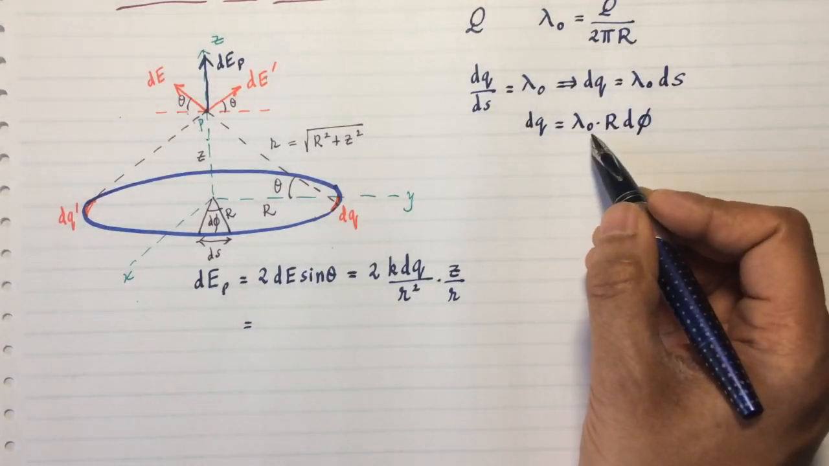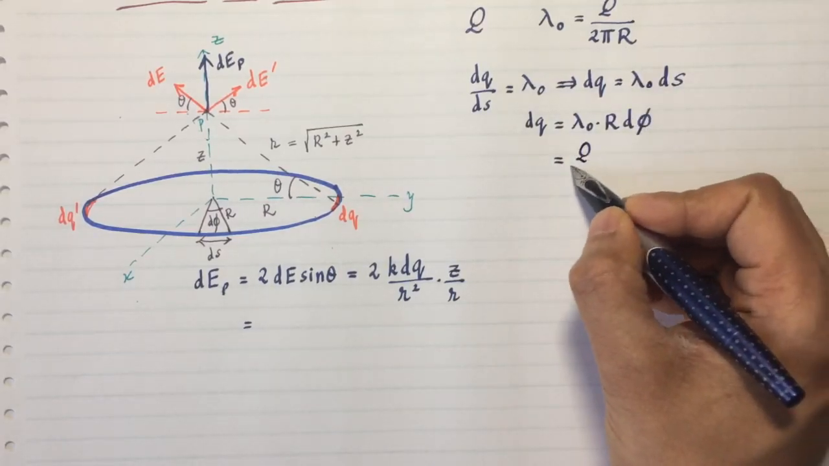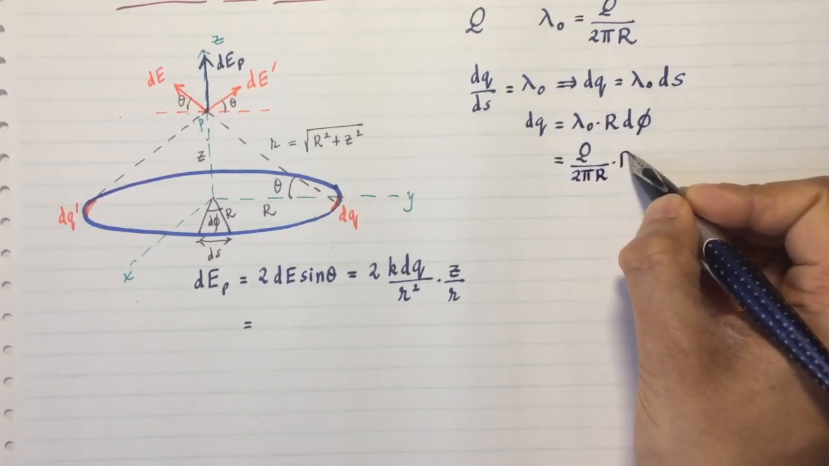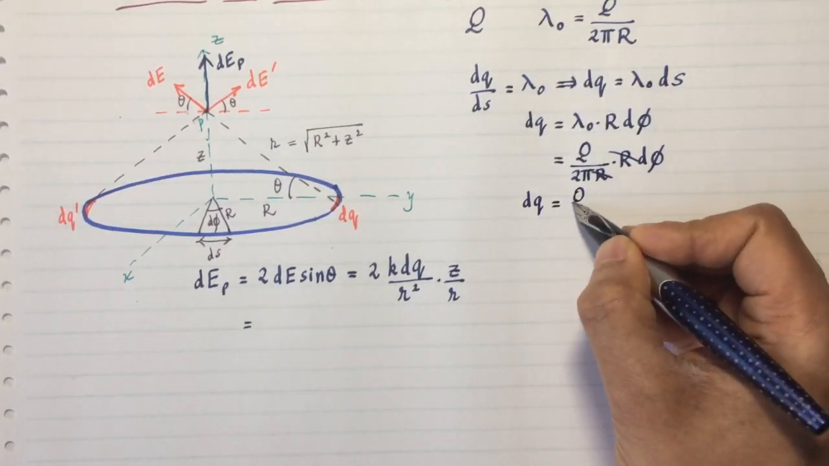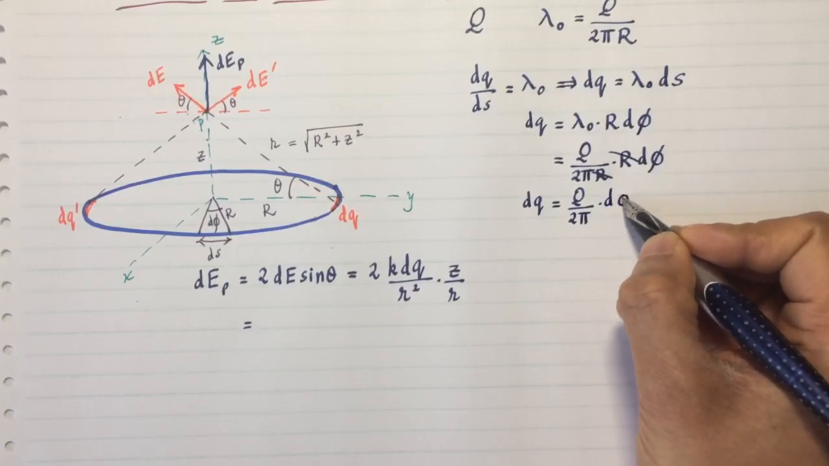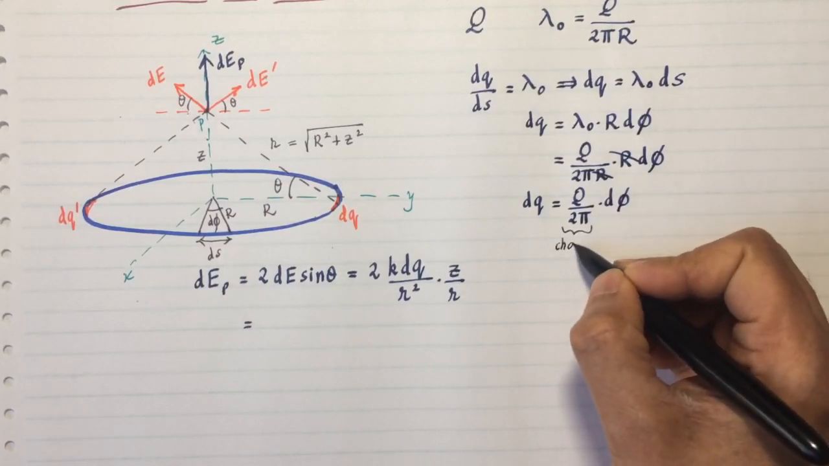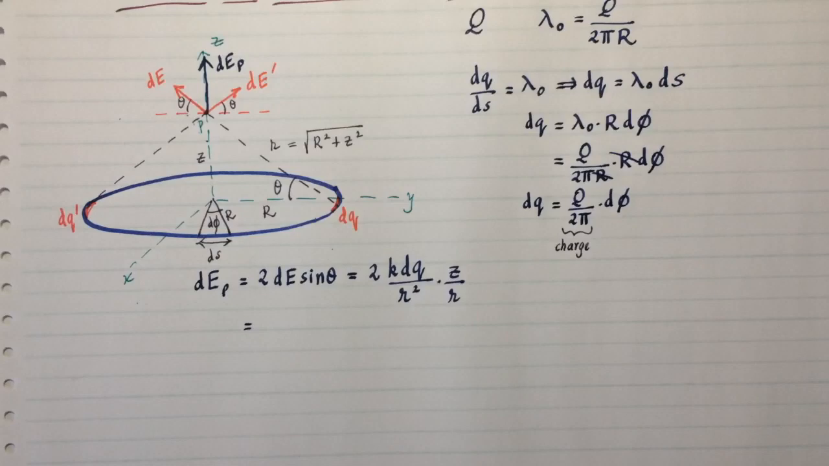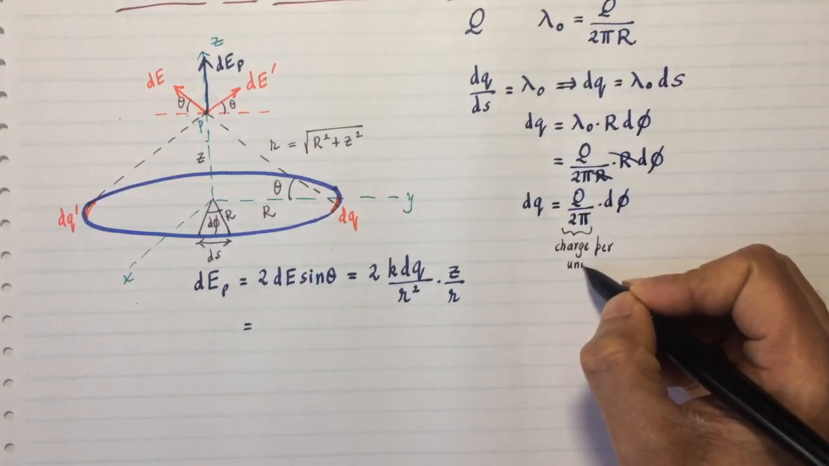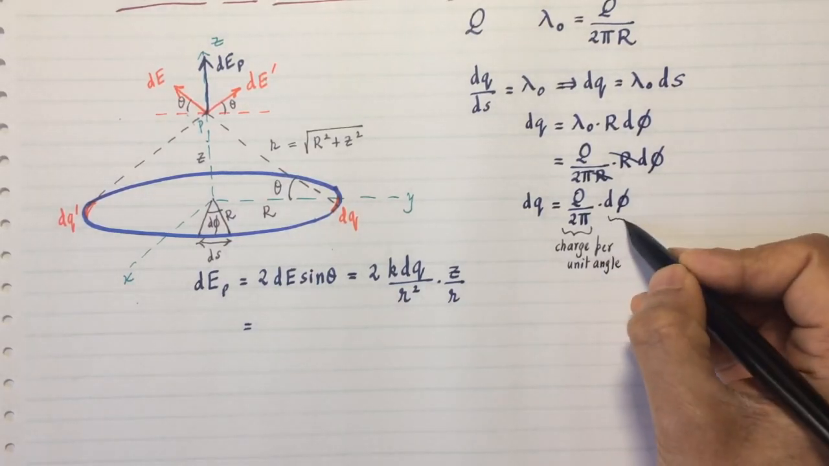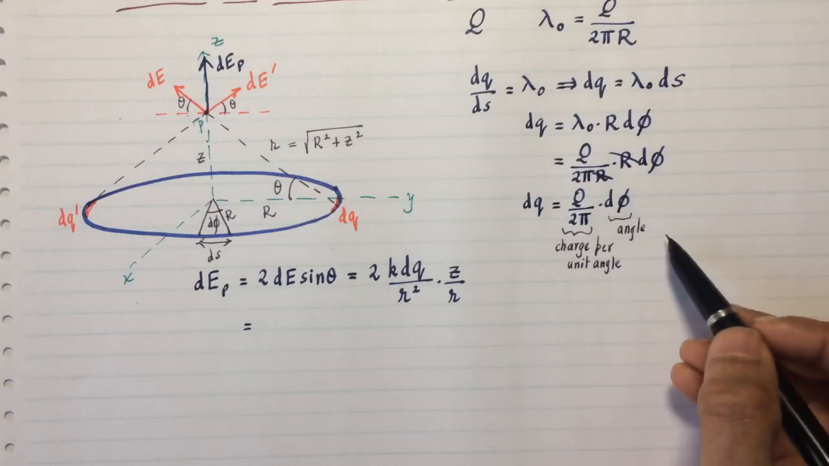Okay, I can do one more thing, and that is to take lambda naught to be q over 2 pi r, times r d phi. You observe that r cancels out, and so dq is q over 2 pi times d phi. Well, that's an interesting interpretation of the charge. It is the total charge in a small sector d phi is a charge per unit angle times the angle, which makes sense because charge equals charge per unit angle times angle.